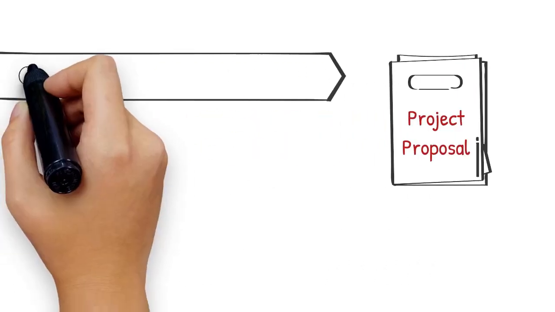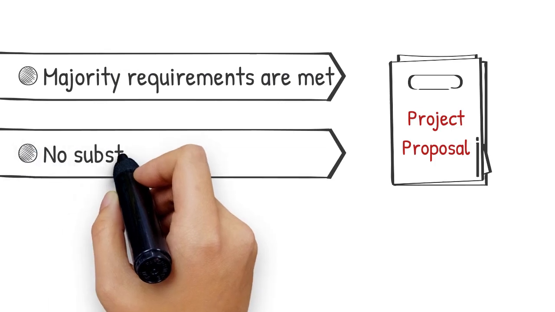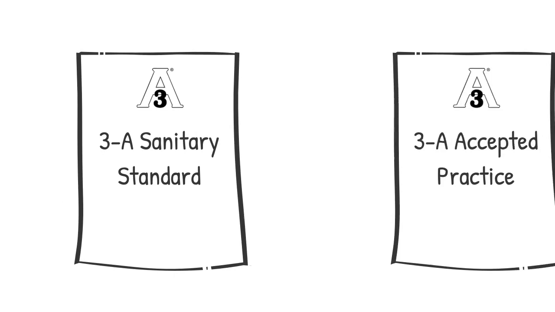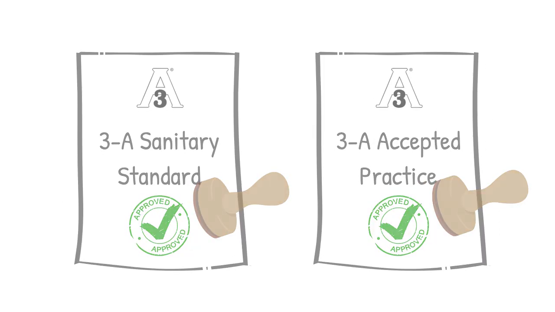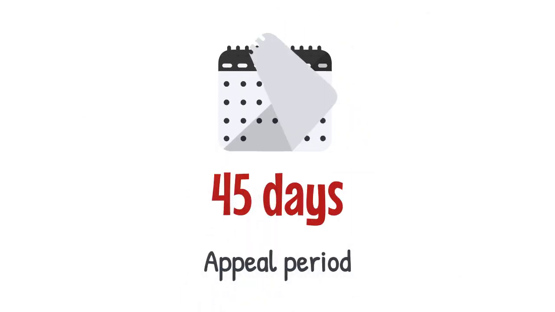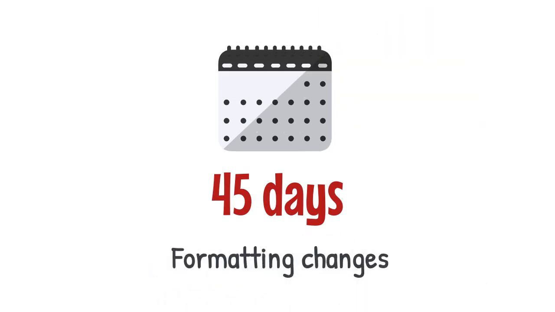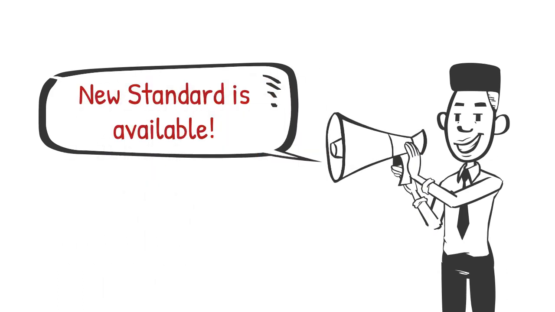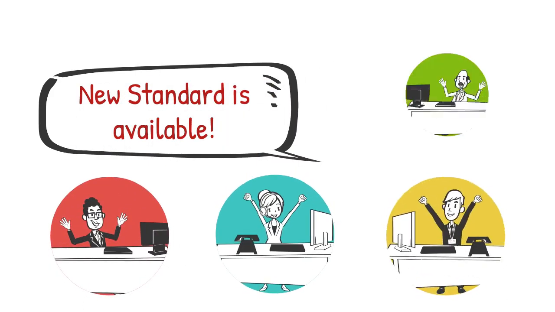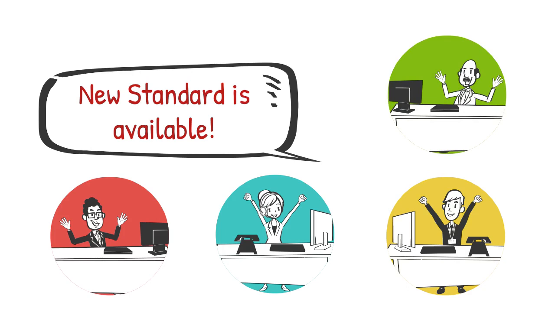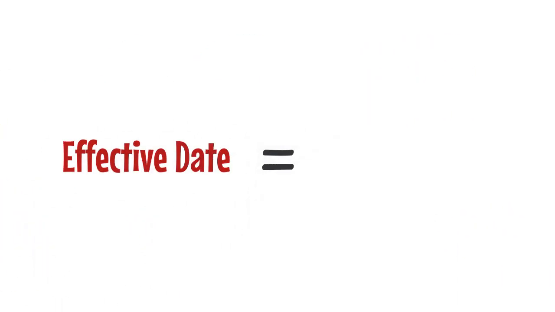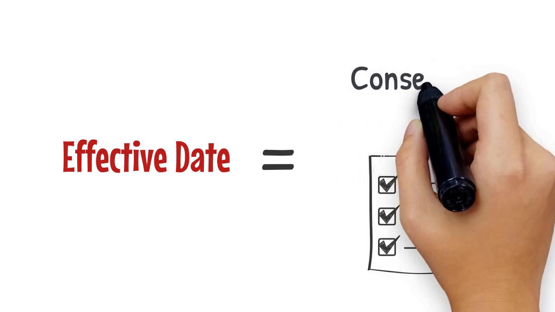Once the majority requirements are met and there are no further comments or any substantive changes proposed, the document is approved as a 3A sanitary standard or a 3A accepted practice for publication following a 45-day appeal period. Final editorial changes and formatting changes are made prior to the publication of any new or revised standard or accepted practice. Finally, 3A SSI announces the availability of a new or revised standard or accepted practice on the effective date, which is the date of the final ballot report to the consensus body.